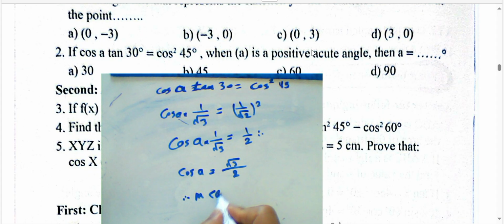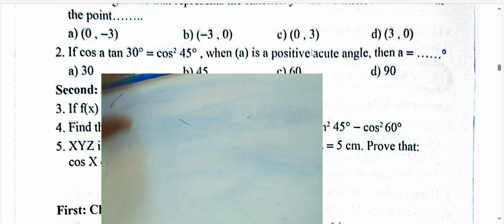Then the measure of angle A, we can write shift cosine root 3 over 2. Then the angle here will be 30. Then the angle A will be 30 degrees. Okay. Next question.